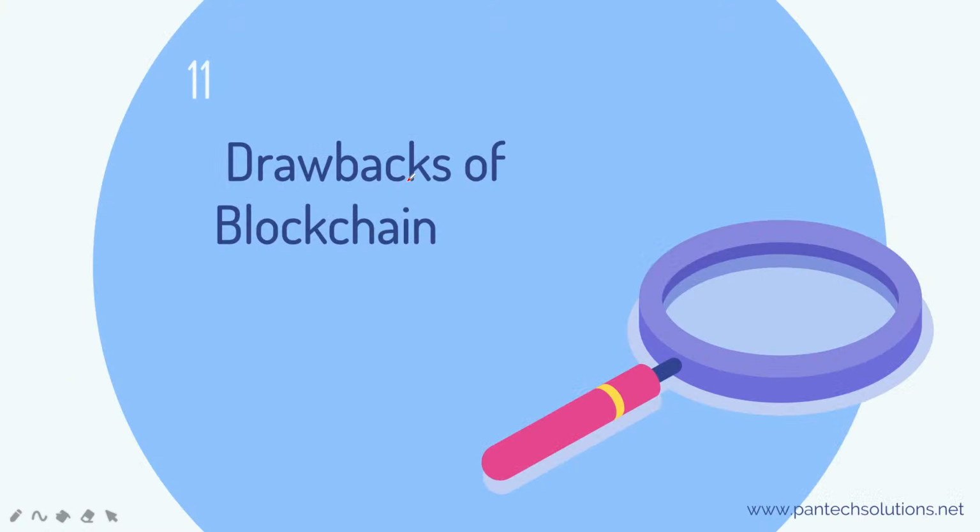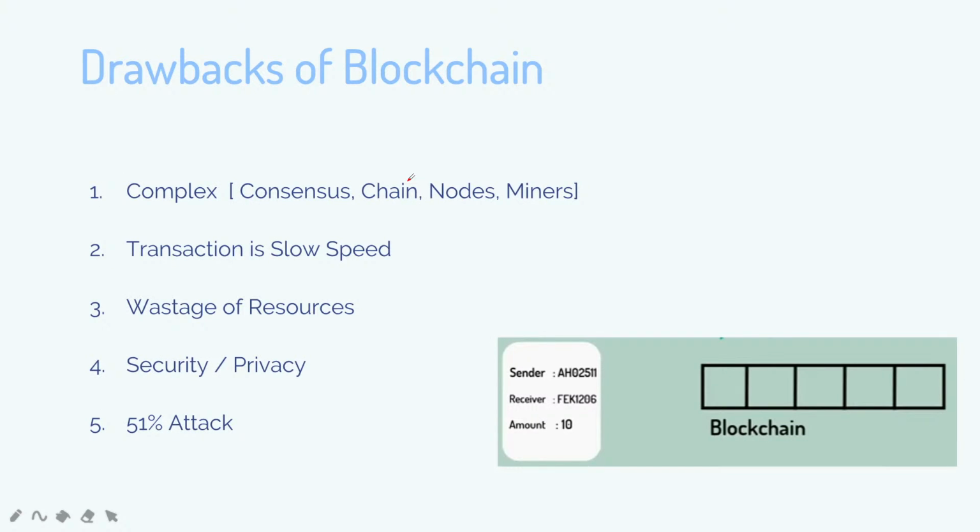So what are the drawbacks of blockchain? If you need to implement any blockchain technology, first of all it's very complex. Another drawback is that we need to use a consensus algorithm. Whenever you need to add blocks to the blockchain community, it's difficult, because all the participants need to accept the block. That is the consensus algorithm, and we also have chains, nodes, and miners. And transaction speed is slow.